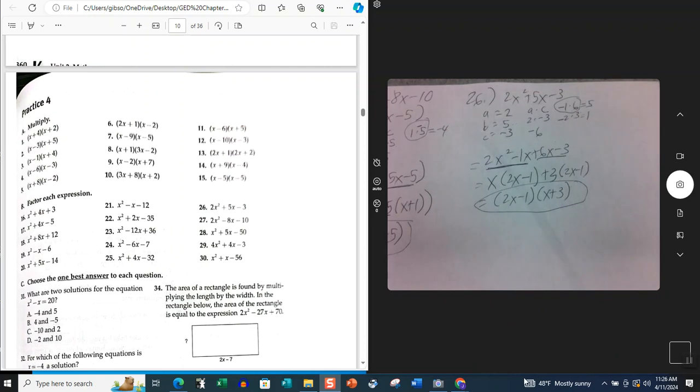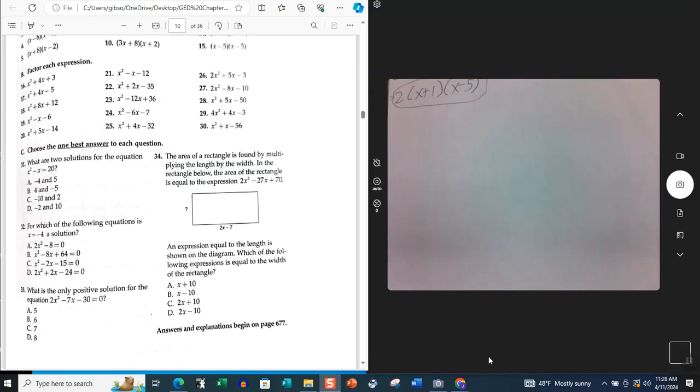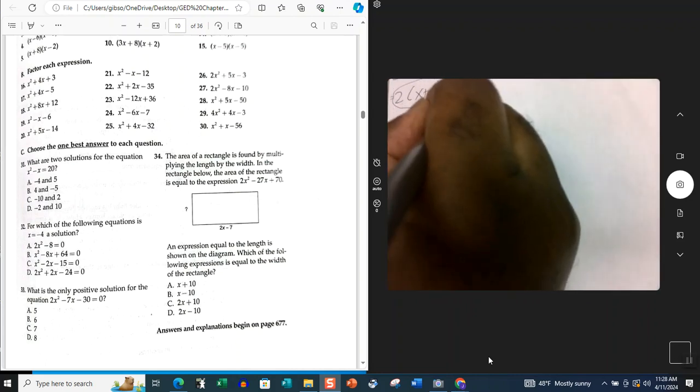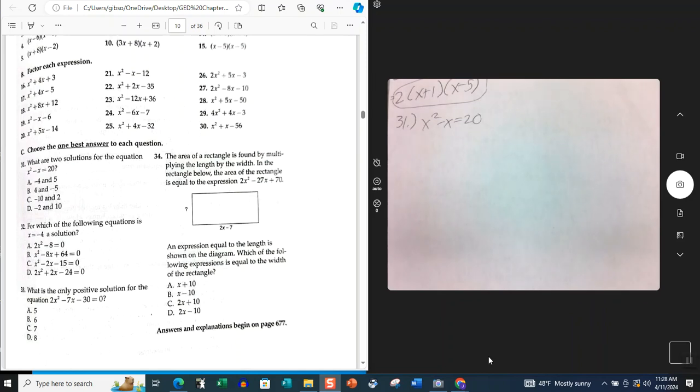All right, so we're going to move on. Okay, class, we look down here at C. It says choose the one best answer to each question. 31, what are two solutions for the equation x squared minus x equals 20? Now, unlike the other problems we were doing, they were expressions. This right here is an equation. So we still do it basically the same way we did the expression, except at the end we would need to find the solution.